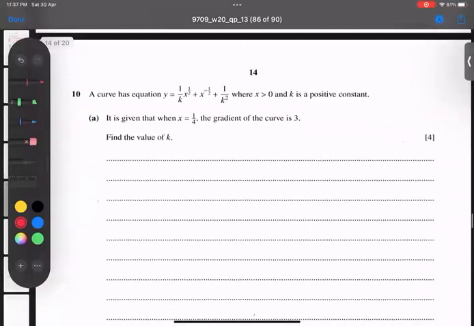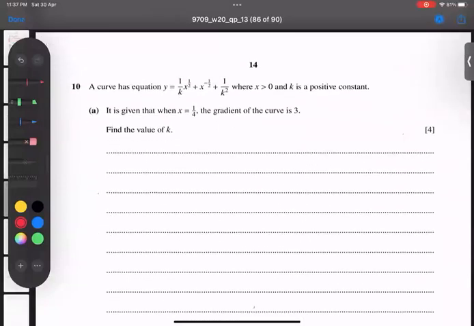And now I'm going to start question number 10. So let's see how to do question number 10. Bismillah ar-Rahman ar-Rahim. It is given here that k is a positive constant. Sometimes we get two answers, positive and negative. Negative we will ignore and take only the positive.